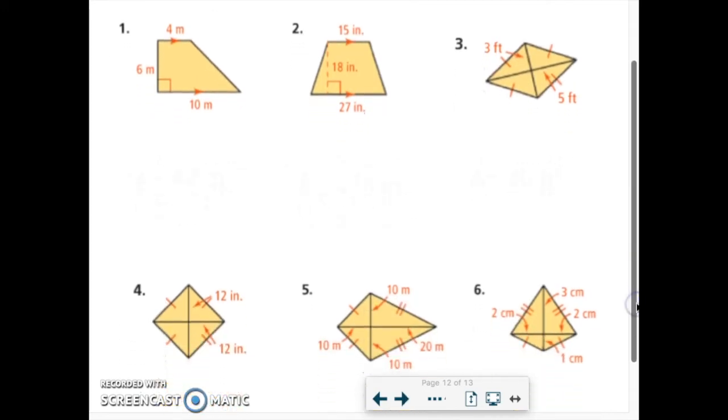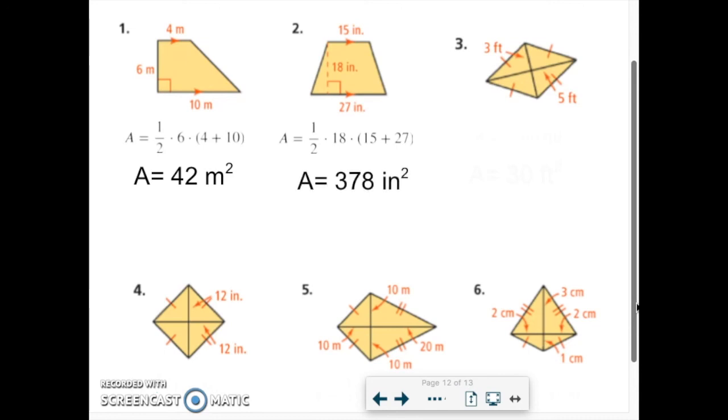All right, hopefully you've had a chance to look through and try all of these. All right, the top one, number 1, is a trapezoid, so the formula is there. You should have had 1/2 times 6 times 4 plus 10. Multiplying all that together, you should have got an answer of 42 square meters. Here, the second one, another trapezoid. The height is 18. The bases are 15 and 27 for a total of 378 square inches.